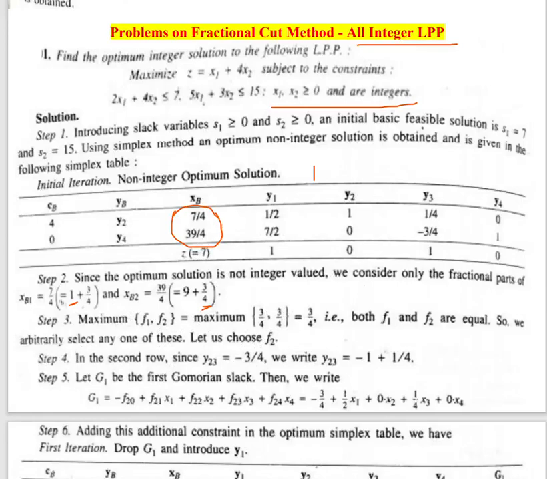Then we will calculate the maximum of f1, f2. The maximum is 3 by 4, and here also 3 by 4, so f1 and f2 are both equal, and we can arbitrarily select any one of these. Let us consider f2.